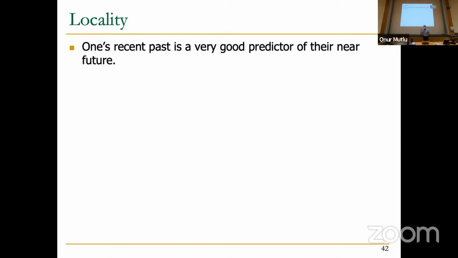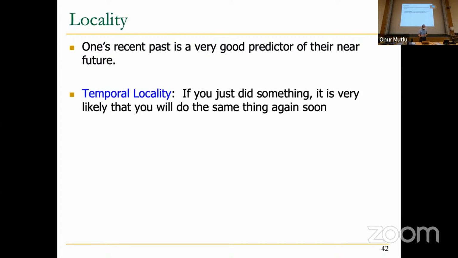In fact, this principle, I think, is much more general than just computing. It's a principle of life, potentially. I believe, for example, one's recent past is a very good predictor of their near future at least, perhaps. There are two types of locality. One is temporal, the other is spatial. So time versus space again comes here, right? Some people in quantum physics argue that these are the same thing. Maybe we don't understand the world enough. That's why we're divided into time and space.